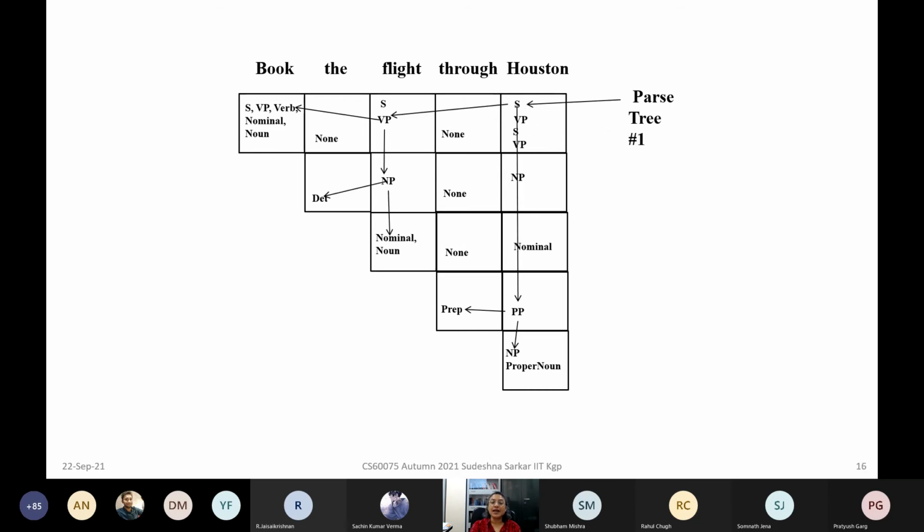Now, whenever we fill up a symbol at a cell, for each symbol, I keep the back pointers. How did we get this? We got it through verb and NP. And if we get it through two different rules, we record them, right? Every time we fill up a value in a cell, we record from which cells we are getting it and by which rule. We can get VP by multiple rules. We can get NP here by multiple rules. And both these decompositions we write down. Here also we write down.